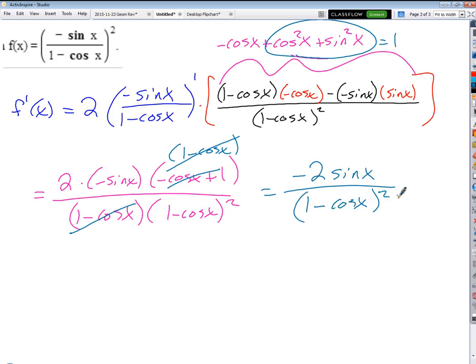That's it? That's it. It seems very close to the original. It is, it's very close. It's kind of a weird one, isn't it? I mean, it looks almost identical.